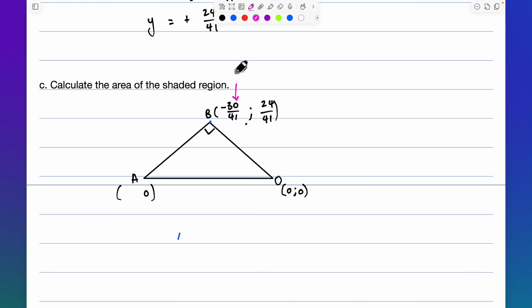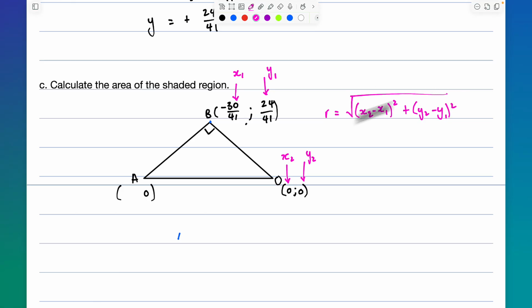One of them is going to become x1. The other one is going to become x2. One of them is going to become y1. The other one is going to become y2. And then the length of the line becomes the square root of the difference in your x's squared plus the difference in your y's squared. So in order for us to find the different lengths, we just need to use that equation, which means we need the coordinates. The only coordinate that we're missing here is the x coordinate of point A.